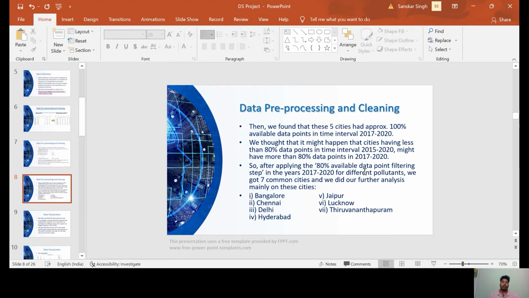There might have been a few cities that could have more than 80% available data in the range of 2017 to 2020, but running the filter function in the interval 2015 to 2020, those cities were removed. So we run the code again to filter out cities that have more than 80% available data points in the interval 2017 to 2020. In this way, we finally obtain 7 cities which have data for all pollutants except xylene, over which we perform further analysis. Now I am handing over to Sasiranjan Kumar to explain the data visualization part.